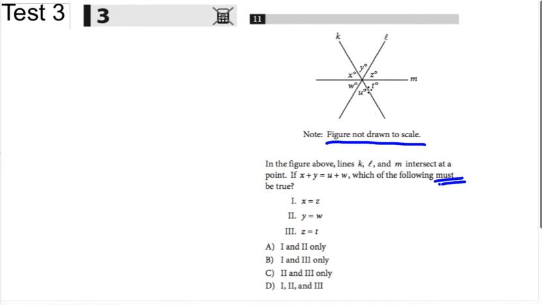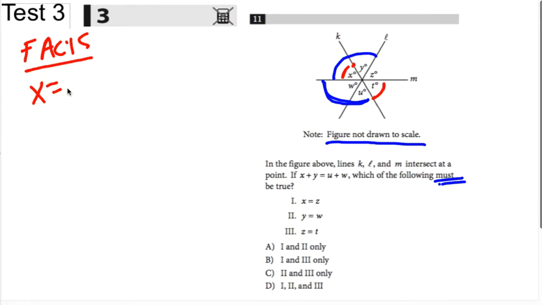Okay, so x plus y, these together, right? They are apparently equal to u plus w, right? So these are the same. Okay. So here's what we know. X has to be the same as t, right? So here are some facts, right? Because of vertical angles, I know some things. I know that x has to be equal to t.